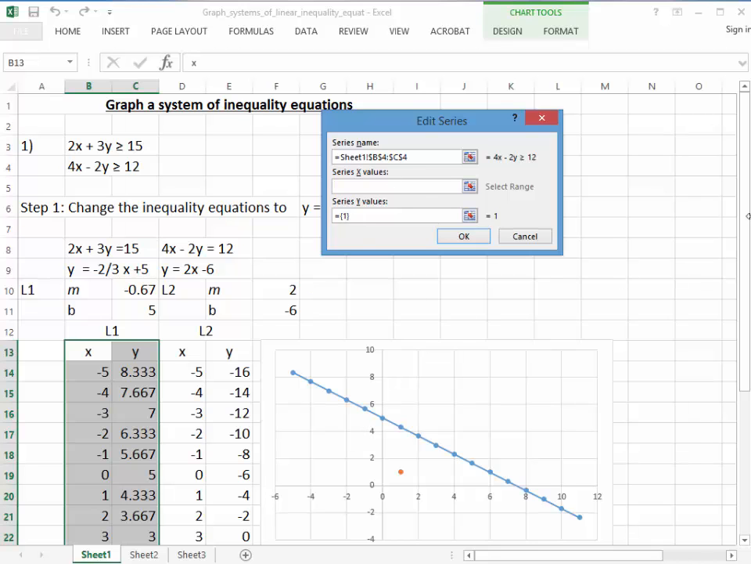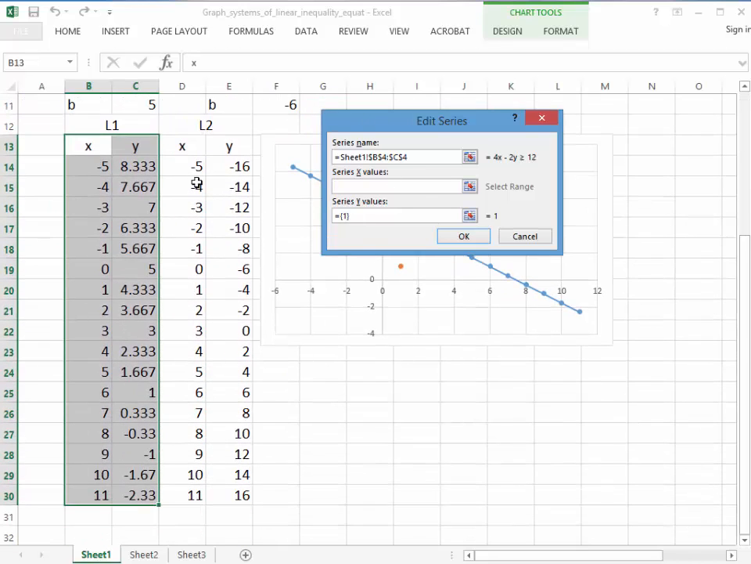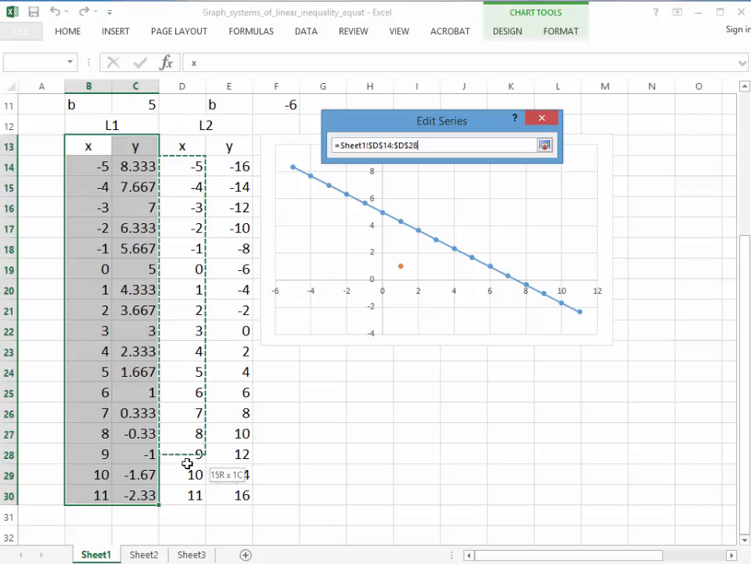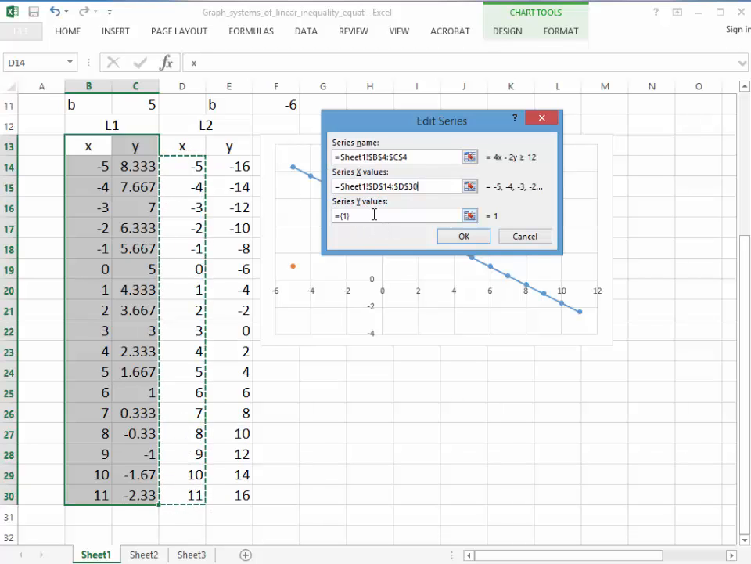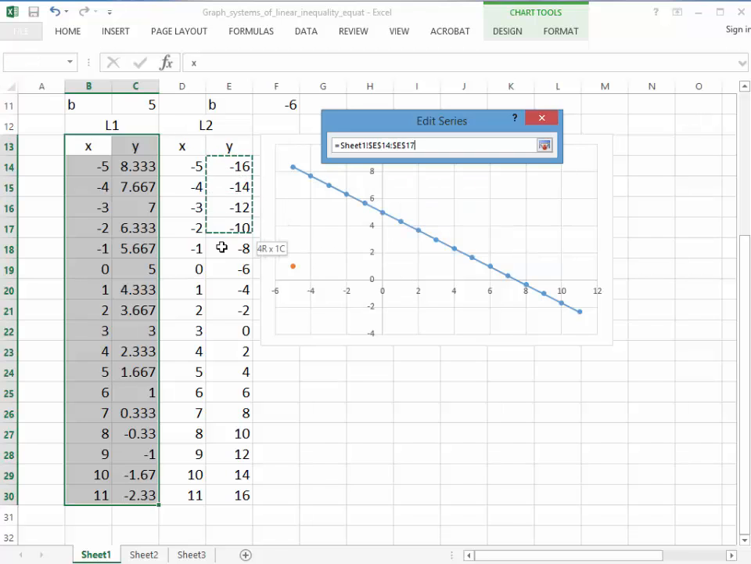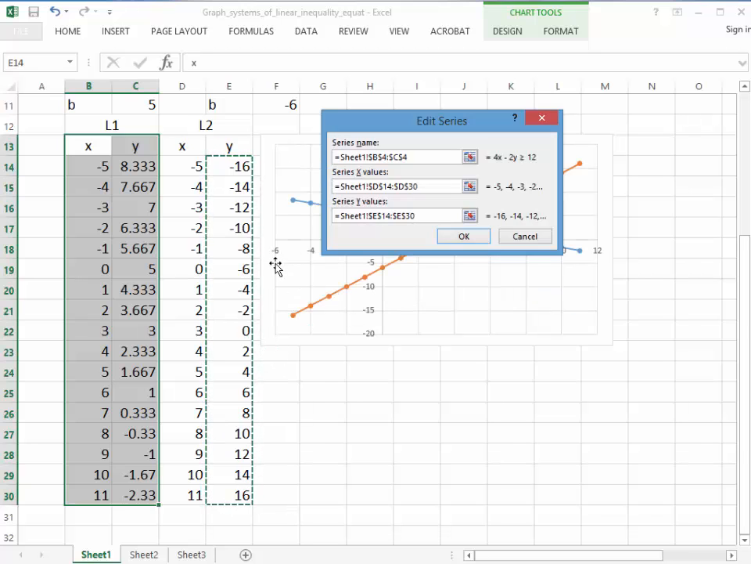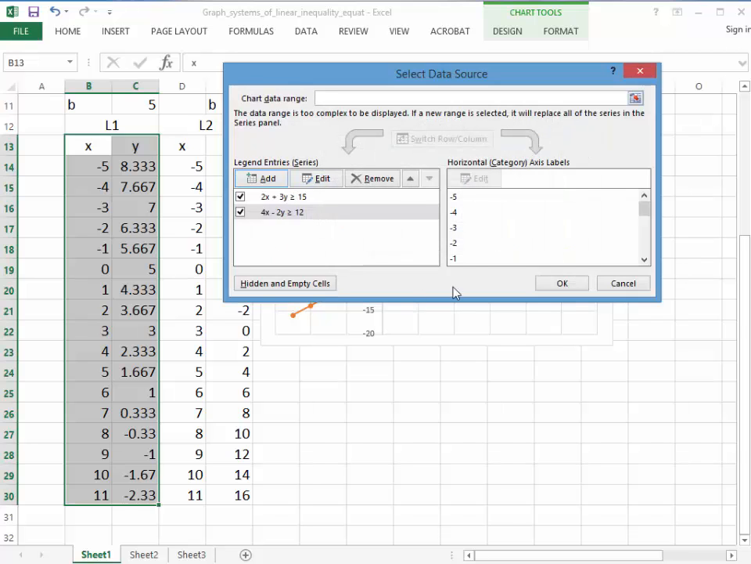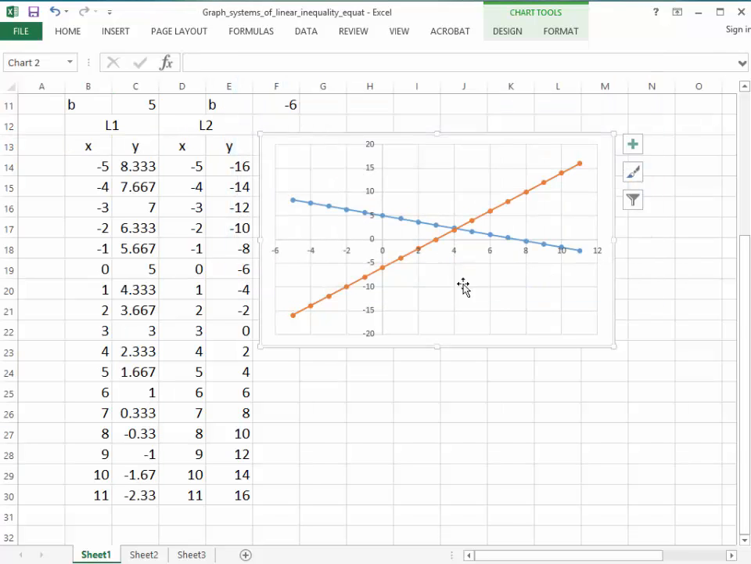I click on the series of x, which means I'm going to scroll from -5 to +11. I want to put all the y values in that window. And again, I don't want anything there. So I scroll down from -16 to +16. I press OK, and there I have the equations. And this is what the graph looks like.